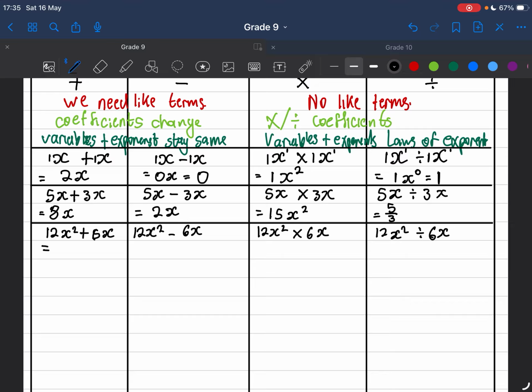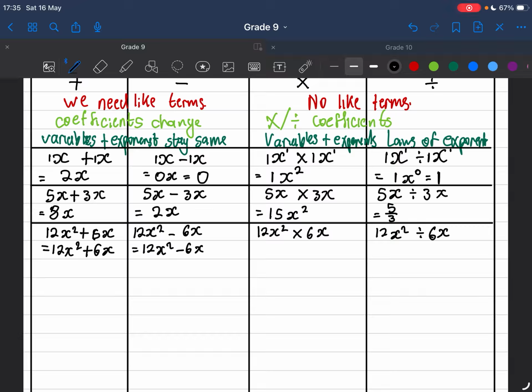Now let's begin. 12x squared plus 6x, these are not like terms, you cannot add them, so it just comes down to the next line exactly without changing. All right, we don't say there's no answer. They still exist, they just can't be simplified, but they are still as they are, so we accept them for who they are without changing them. All right, so 12x squared minus 6x. Again, to subtract, you need like terms. If there's no like terms, you can't subtract.